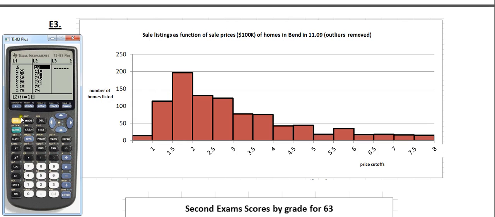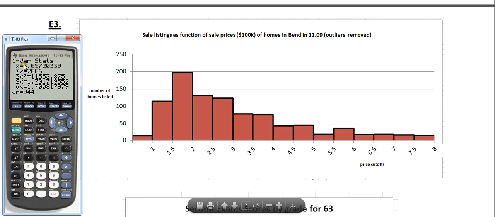Okay, so once you have that, you're going to want to quit out of that edit screen and go to your stat calculate screen, 1-Var Stats, L1, L2. And what you have here is your average and your standard deviation, and also lower down your median. So our average is right around $306,000, or just 300,000 if you want to round off to the nearest whole number. Your plus or minus is about 170,000.